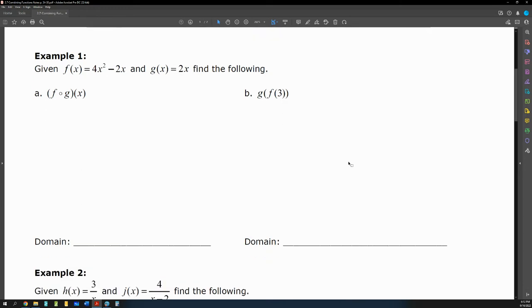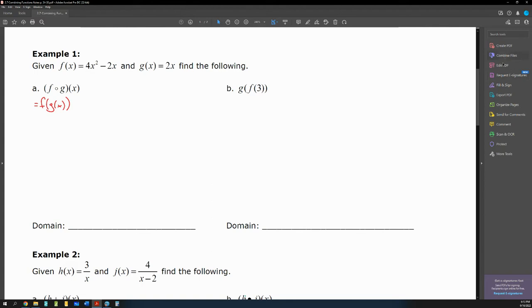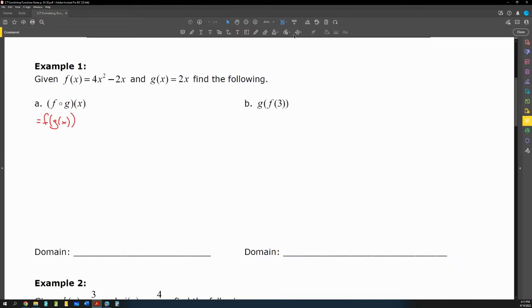Here we have example 1. Given f of x is equal to 4x squared minus 2x and g of x is equal to 2x, find the following. We'll start with letter A, which is f of g of x. Remember, this is the same as taking f and then plugging in g of x as the input. Okay, and actually I'm going to use a different color here. So if you have a different color, you can follow along with me.